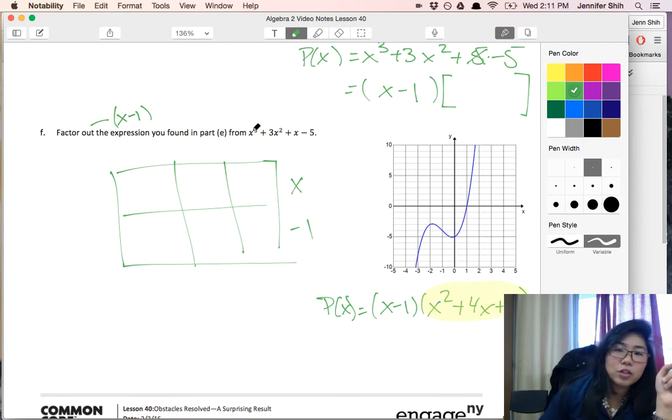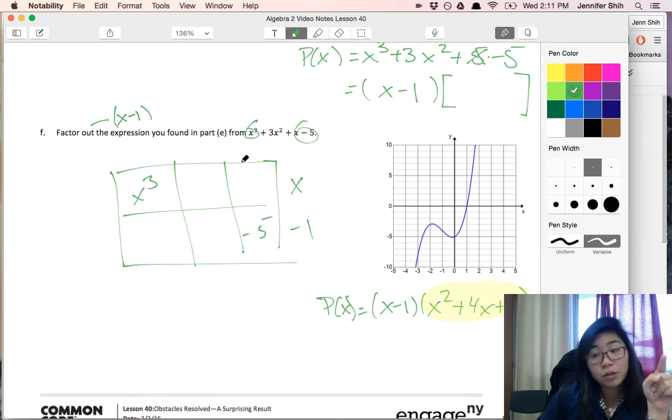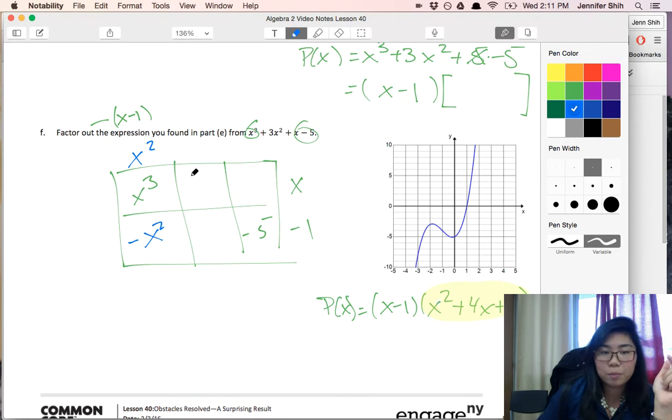So my first term goes up here. My last term goes down here. There shouldn't be a remainder, right? Because we used the remainder theorem and we found that there's no remainder. So I can put this -5 here. Now, from here, I'm going to factor out x squared. And I think to myself, x squared times -1. I'm going to fill this part out. So if you like to use the box method more, then you're using the box method right now, and you're just doing this with me.